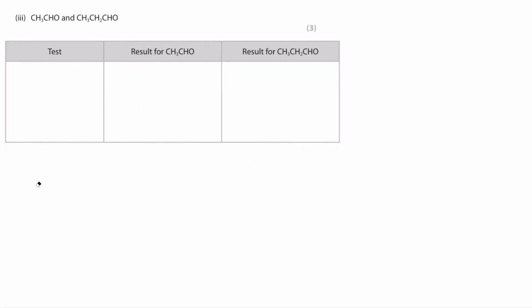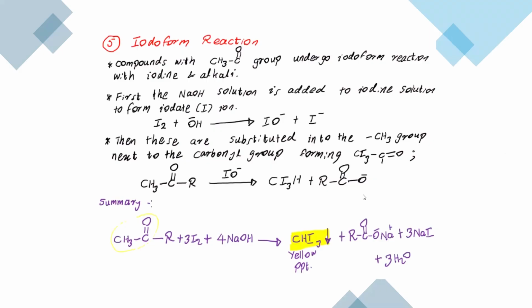CH3CHO is an aldehyde, CH3CH2CHO is another aldehyde. How can we distinguish them? Both are aldehydes, but there's a method called the iodoform reaction. What happens in the iodoform reaction is when you have a carbonyl carbon, meaning a carbon atom with a double bond to oxygen, and it is attached to a CH3 group. So what will happen when you have these types of compounds?